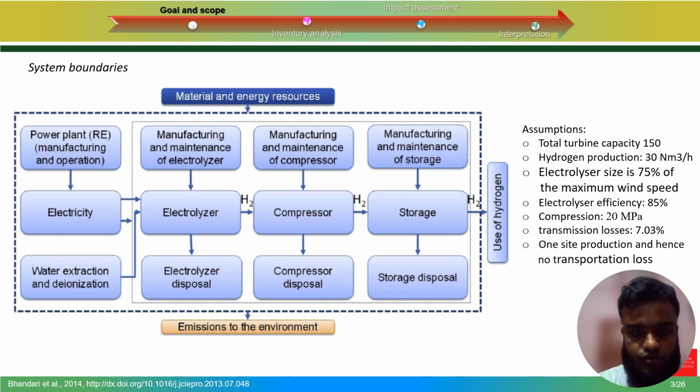There are 5 steps we discussed at the very beginning: extraction of raw materials, manufacturing, production, transportation, use, and disposal. So we considered the disposal step here as well. There are also some steps here: the electrolyzer for the production of hydrogen, and that hydrogen is then compressed and stored. So this is the entire system and our system boundary, and we will do the analysis now.